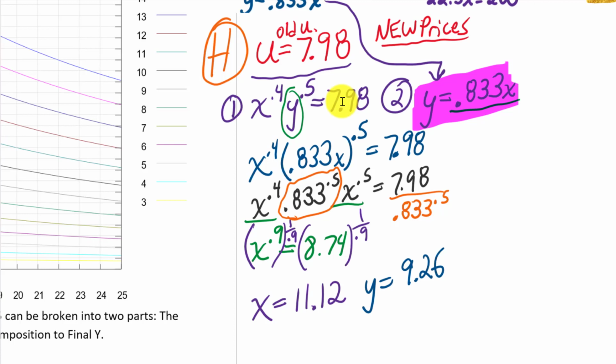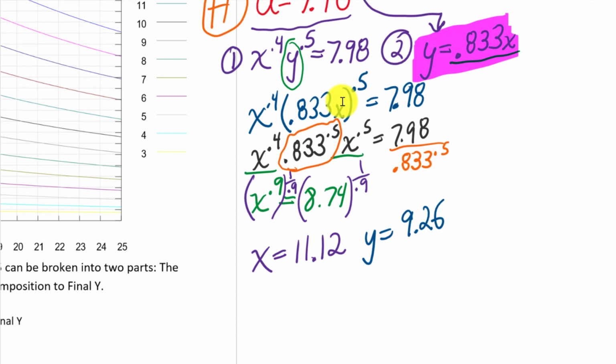Because what we want to do is try to figure out how much more money we can give this person so that they don't feel poorer anymore. So we need our budget equation. $10 for each x, 11.12, plus $15 for each y, 9.26 units, equals, well, what's that going to cost us? Take a second and calculate that.